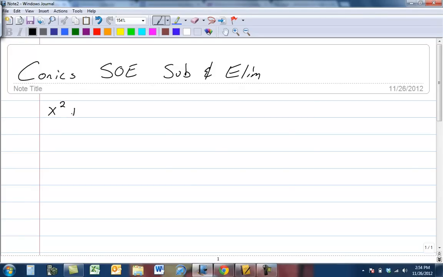Let's go: x squared plus 4y squared minus 4 equals 0. And we have negative 2y squared plus x plus 2 equals 0. Now, in this particular case, we are going to solve by substitution. Oops, I should have put that first. We're going to do substitution.